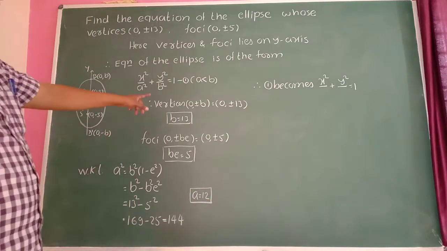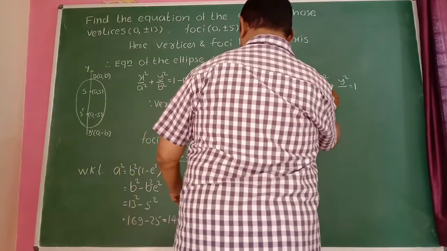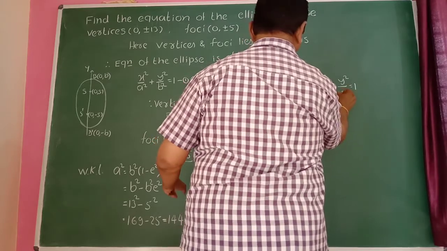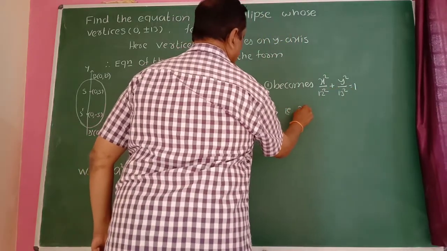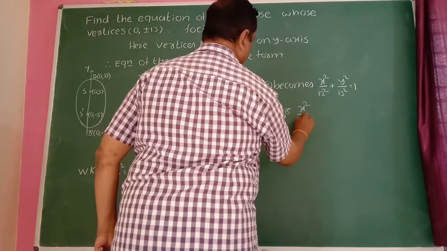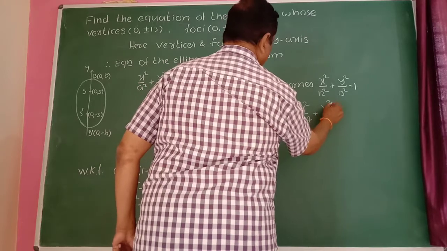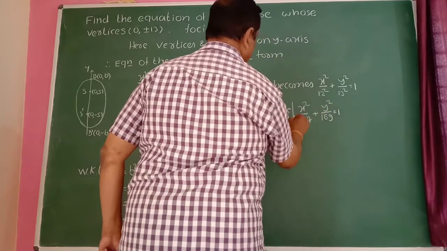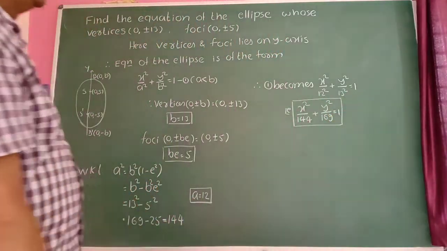Substitute a and b values here. Therefore, x square by 12 square plus y square by 13 square is equal to 1. That is x square divided by 144 plus y square divided by 169 is equal to 1 here. So this is the required equation of the ellipse.